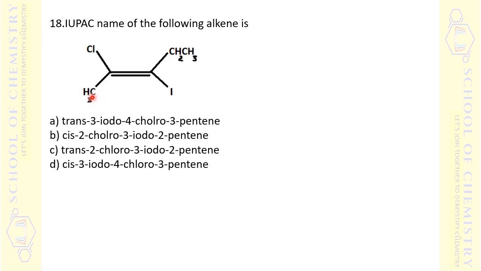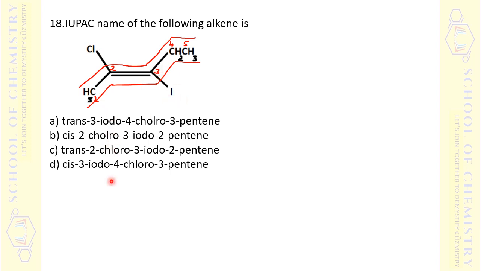The numbering can be done either from this carbon end or from this carbon end. But if you know the rules, the functional group, the alkene, should get the least numbering, and even the substituents should get the least numbering. So based on all those things, the numbering can be done in this way. Now we can see that in the second position we have the alkene double bond, in the second position we have the chloro substitution, and in the third position we have the iodo substitution.